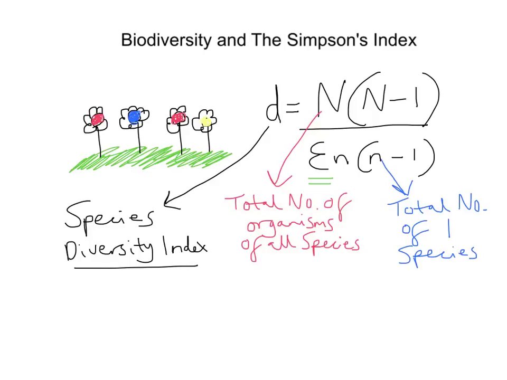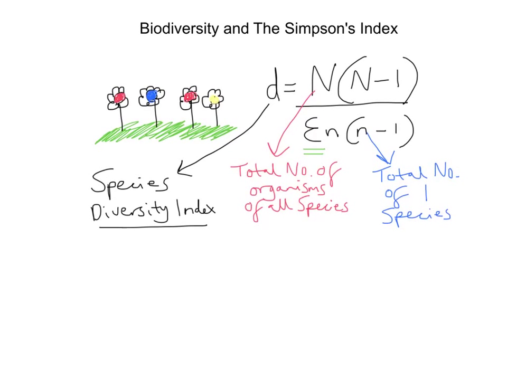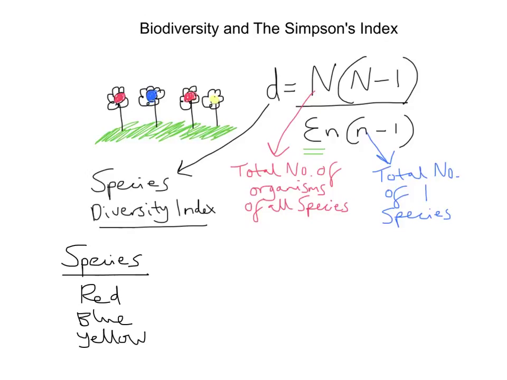So let's work that through for this particular example I've drawn. So we'll just reduce the screen a little. And let's take each species in turn. So we've got red, we've got blue, and we've got yellow. Now you'll notice we have 2 of the red, we have 1 of the blue, and 1 of the yellow. And these numbers here are going to be our little n's in the formula. They're going to represent the total number of each species.